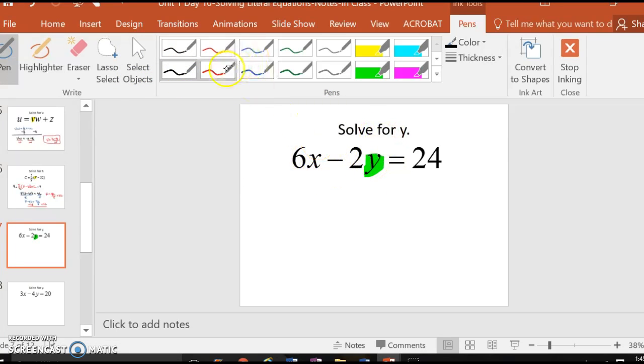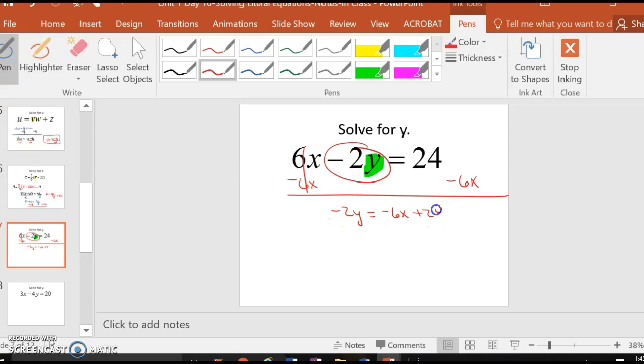And to solve for y, we always get rid of the x term by adding or subtracting. Since this 6x is positive, we're going to subtract it. Can I line it up under 24? No. So these eliminate. What am I going to bring down here? Negative 2y equals negative 6x plus 24.